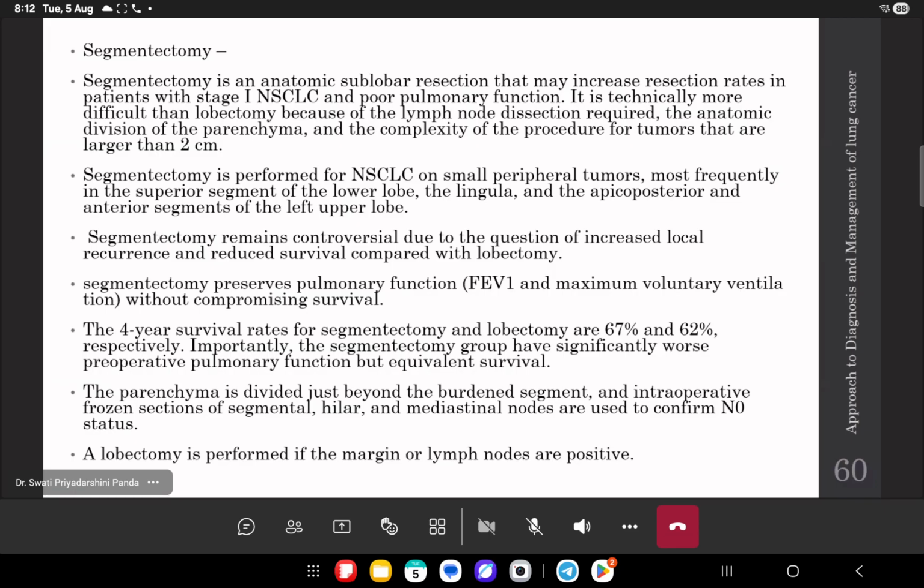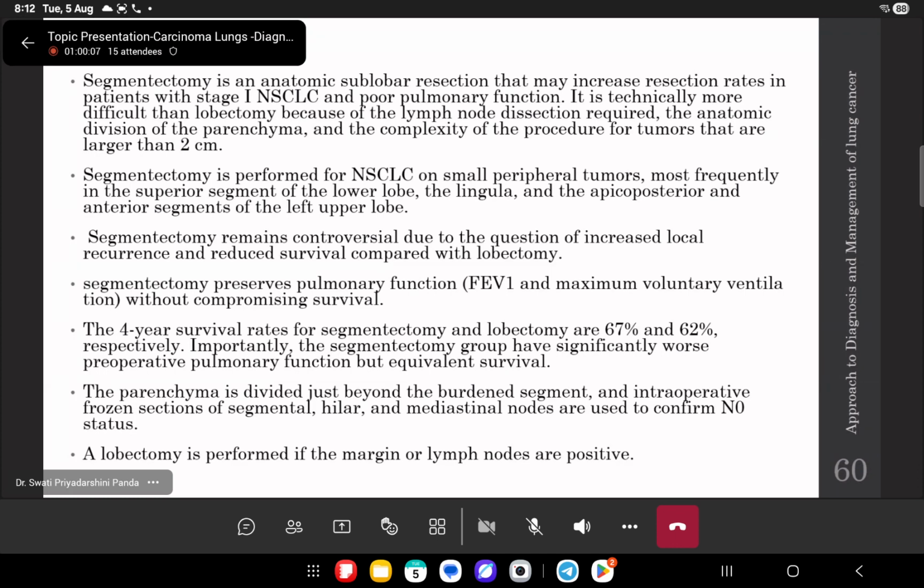Segmentectomy is technically more difficult than lobectomy because of the lymph node dissection required, the anatomic division of the parenchyma, and the complexity of the procedure for tumors that are larger than 2 centimeters. Segmentectomy is performed for non-small cell lung cancer and small peripheral tumors, most frequently in the superior segment of the lower lobe, the lingula, and the apicoposterior and the anterior segment of the left upper lobe.